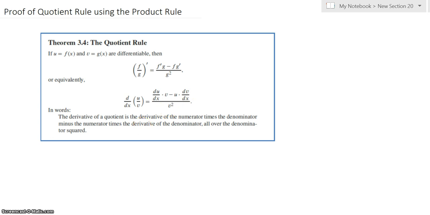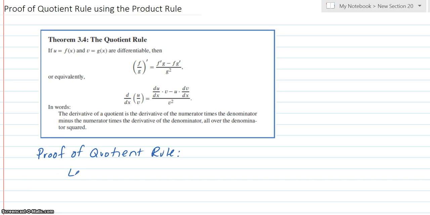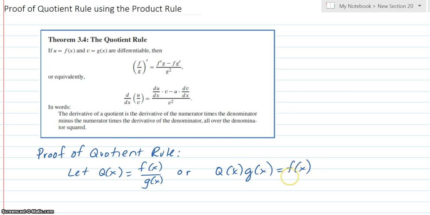Okay, let's go ahead and prove it. What I'm first going to do is let some other function, the book uses q, so let's do that, be f of x over g of x. And then I can multiply both sides by g of x, and I have the product of two functions. So instead of using the limit definition of the derivative, now I'm just going to take the derivative of both sides, the derivative of the left and the derivative of the right.